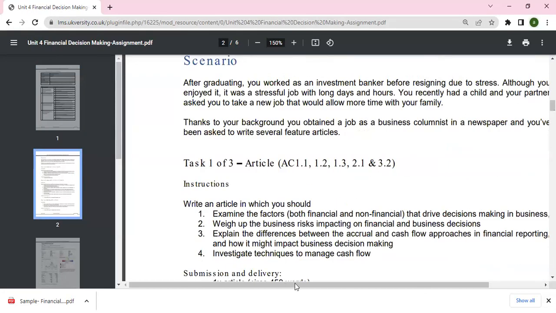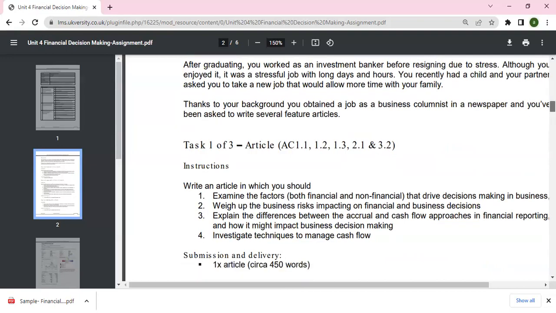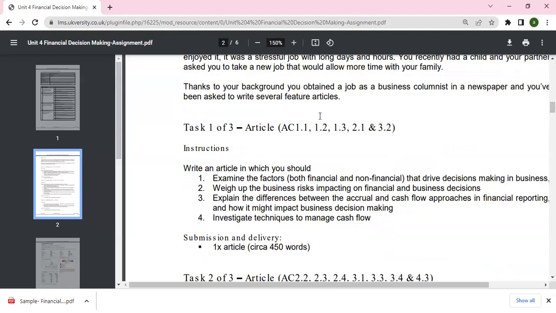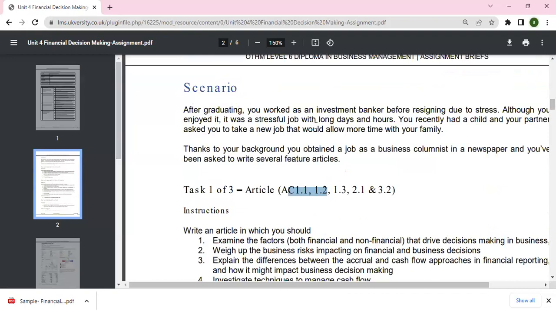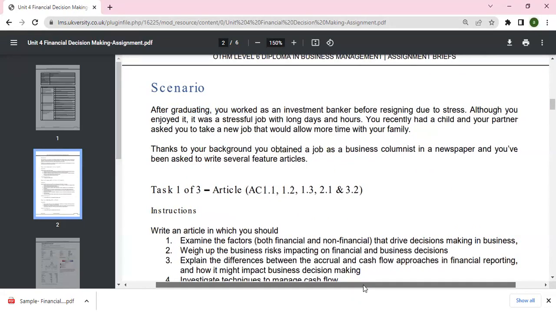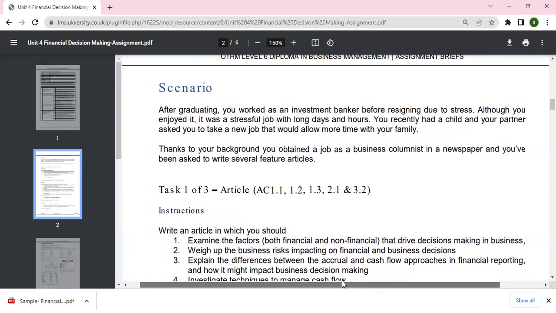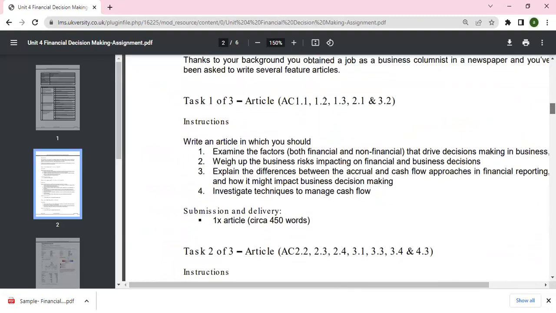So please, when you look at the task, within the task you've been given task 1, which is written. So in the assignment, first of all, always read the scenario, what we're supposed to do. After graduating you worked as an investment banker before resigning due to the stress. You have resigned from one role and you're looking for other roles, and you've been asked for the background of the job you obtained, and to write an article answering these questions.